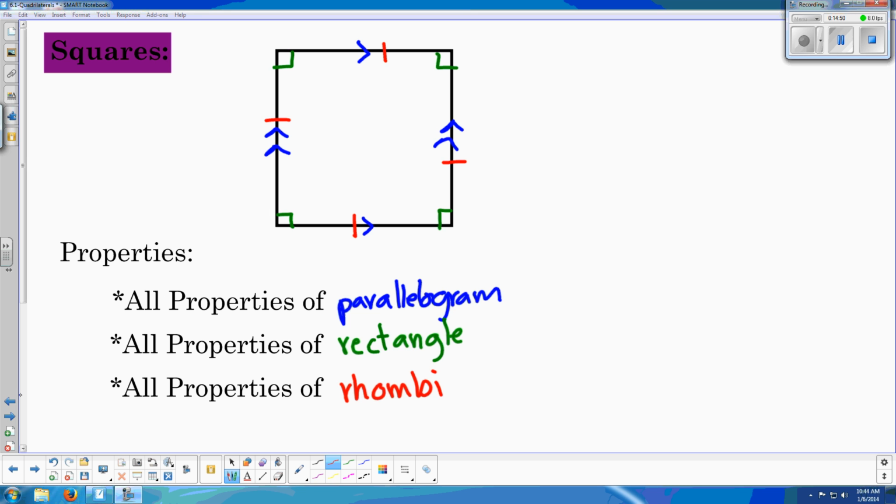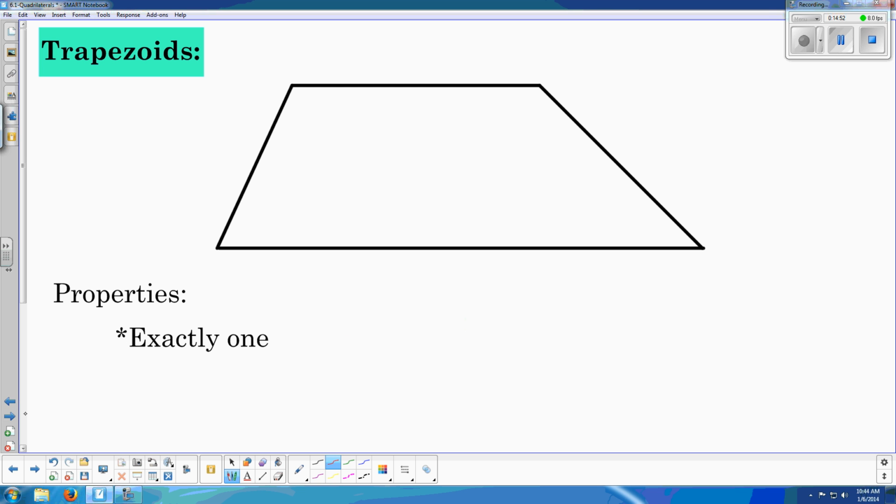Okay, now we're moving on to the fun ones. Trapezoids. Trapezoids are my favorite. The thing that we need to know about trapezoids is that it has exactly one pair of parallel sides. So that means that this side is going to be parallel to this side. That's all you need to know about a trapezoid. We don't know anything about these being parallel. They are just regular lines connecting our two parallel lines.